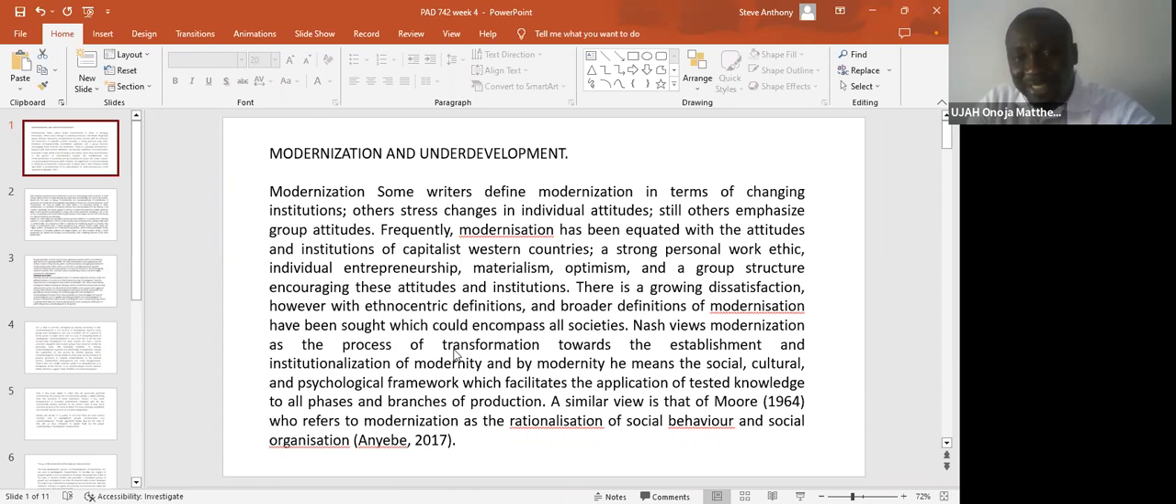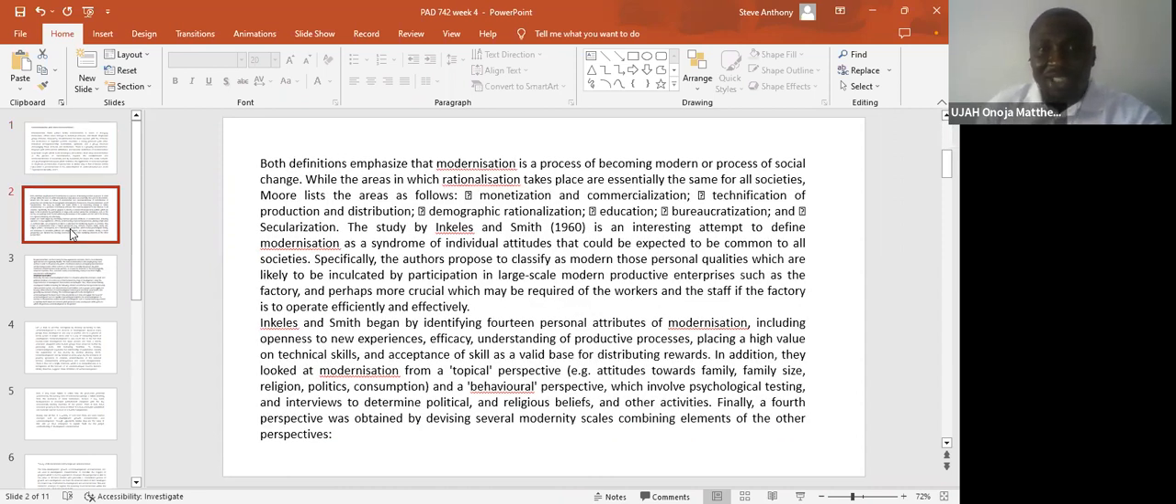And that is why, from the views of Nash, it is the process of transformation towards the establishment and institutionalization of modernity. And by modernity, he means the social, cultural, and psychological framework which facilitates the application of tested knowledge to all phases and branches of production. A similar view is that of Moore, who refers to modernization as the rationalization of social behavior and social organization. So if you look at these scholarly postulations, it simply talks about increment from existing standards to higher levels. So both definitions emphasize modernization as a process of becoming modern or a process of social change.